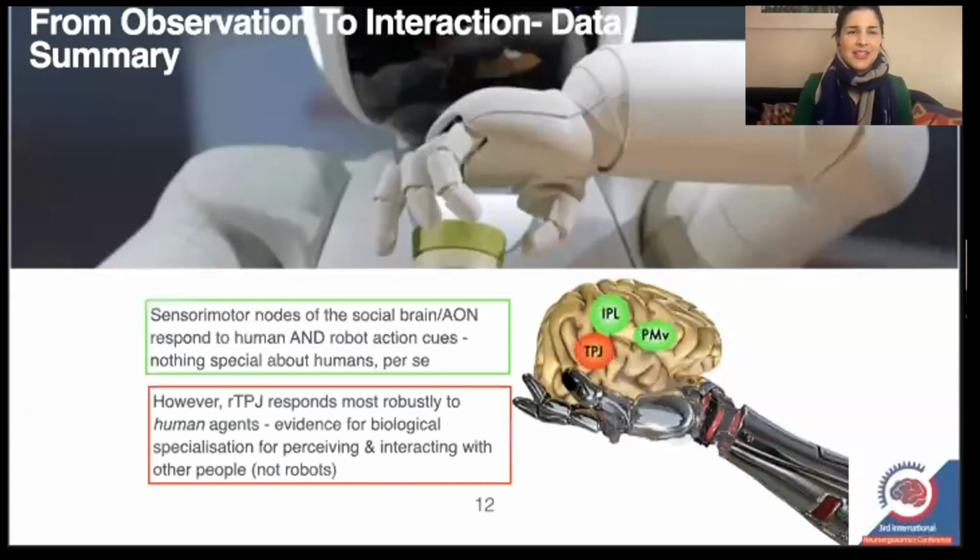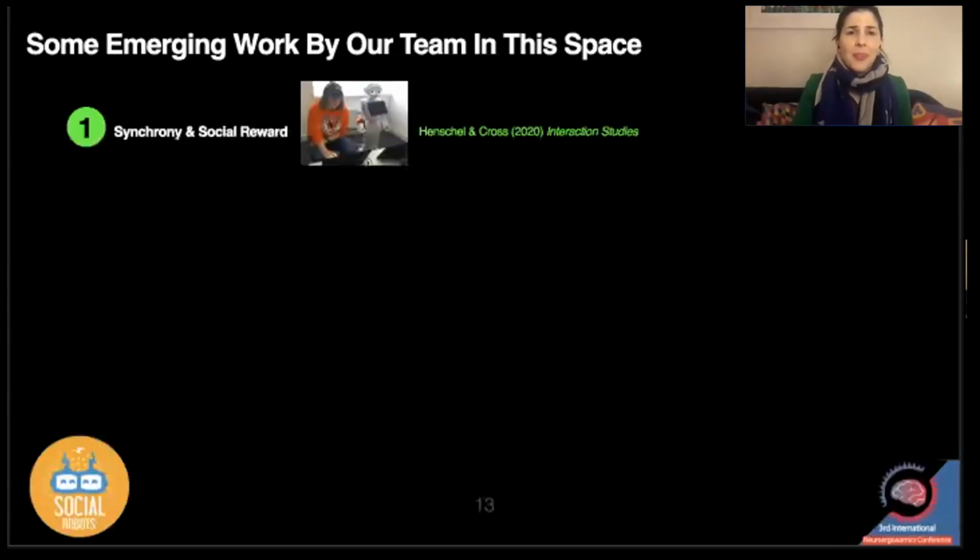So what I can say to summarize here is that these preliminary studies have shown that sensory motor nodes of the social brain, or the action observation network, seem to respond to both human and robot cues in terms of motion especially. And there's nothing really special about humans per se when we're thinking about these brain regions. Whereas the temporal parietal junction, and I did go through this result quite quickly in the last slide, is one part of the social brain network that really seems to be more robustly tuned to humanness and does care whether something has human origins versus simply is mechanical or comes from a machine or a computer algorithm.